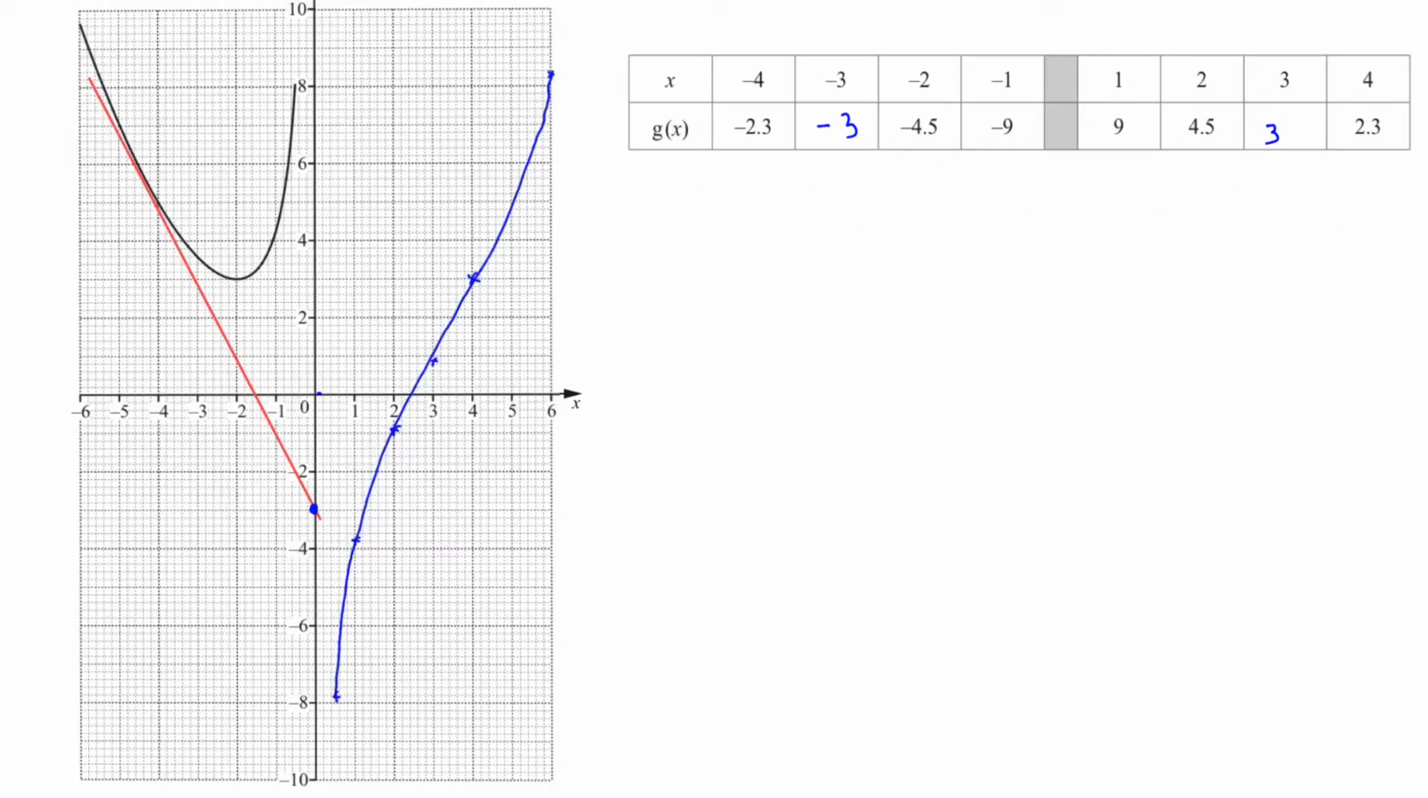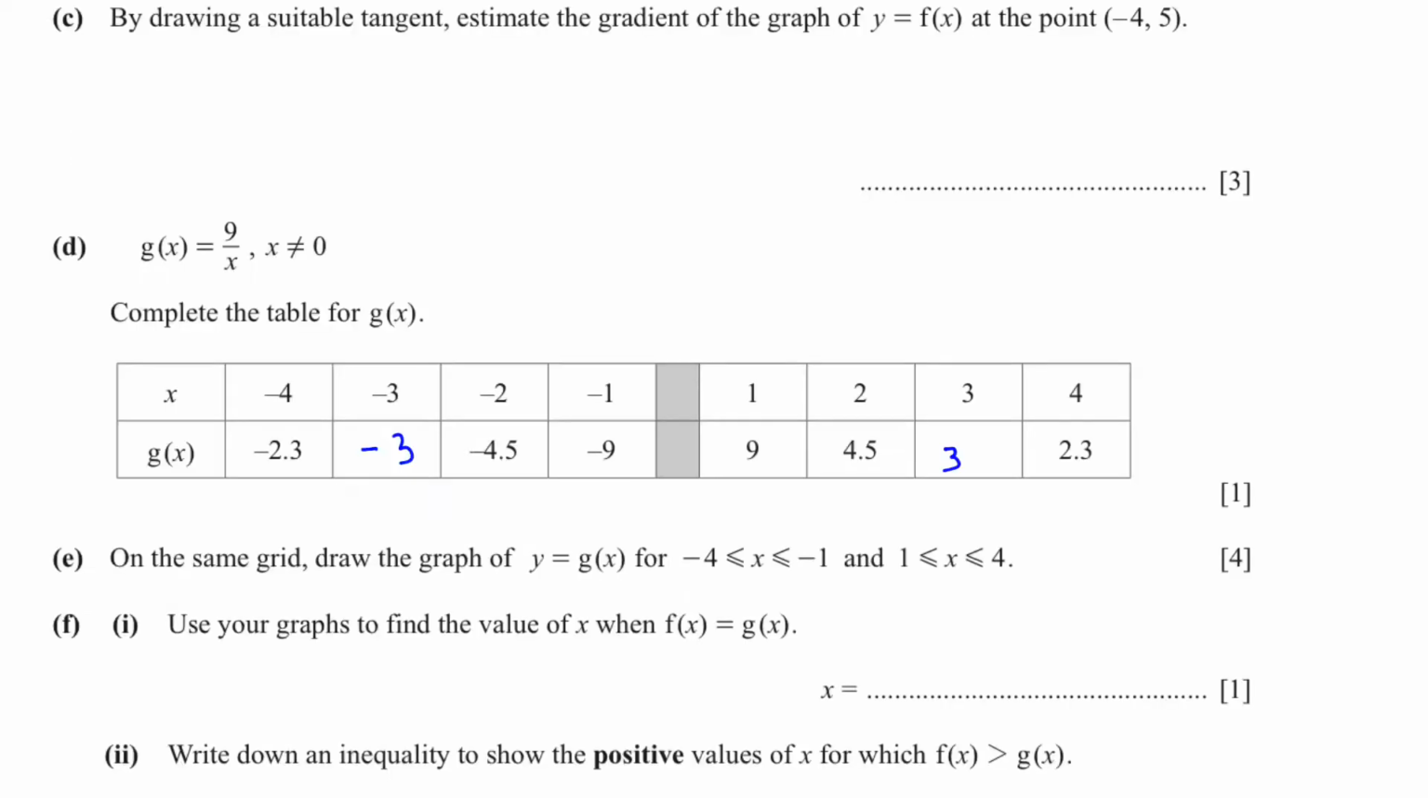When x is -4, y is -2.3, somewhere here. When x is -3, and when x is -2. So the points are plotted and joined together. This is the graph of g of x. Let's read the next question.